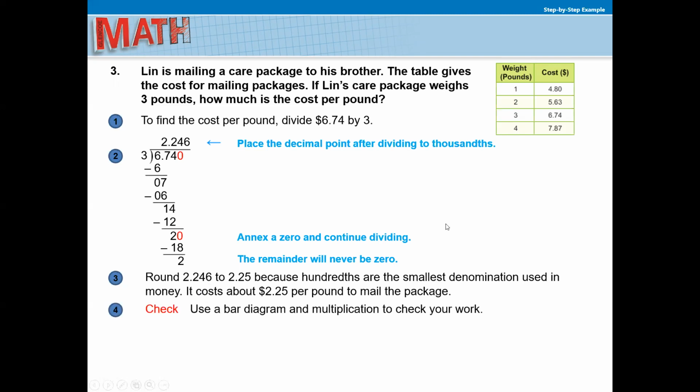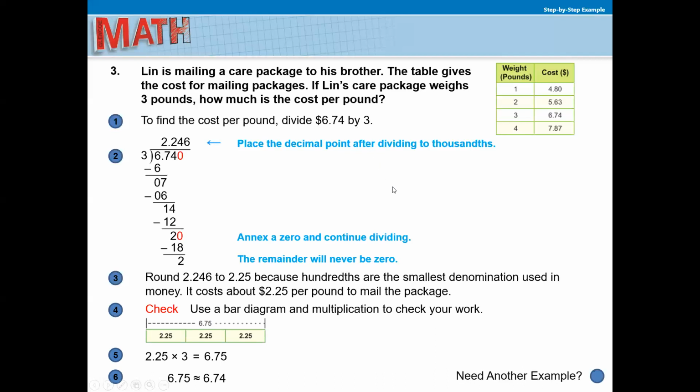Check. Use a bar diagram and multiplication to check your work. Here's a bar diagram showing 675 broken into 3 equal chunks. 225 times 3 equals 675. 675 is approximately 674, which was our estimate. And here's another example. 674 was not the estimate, sorry.